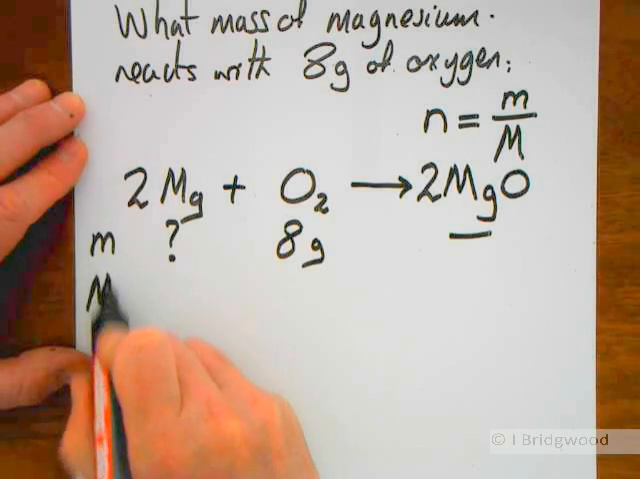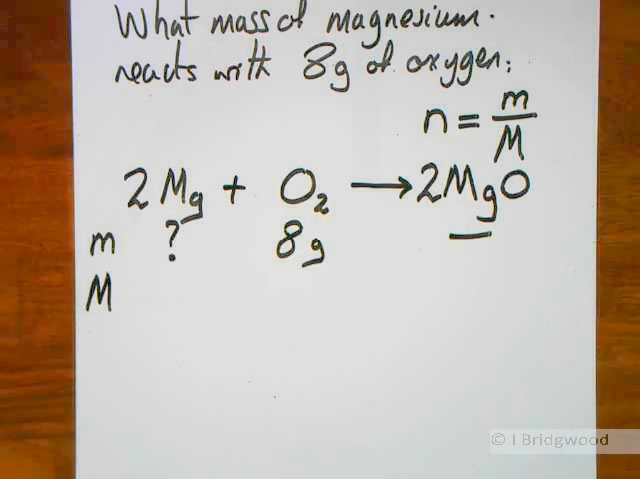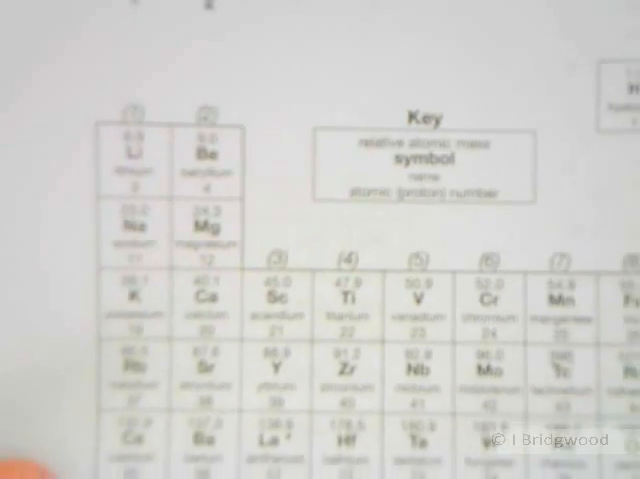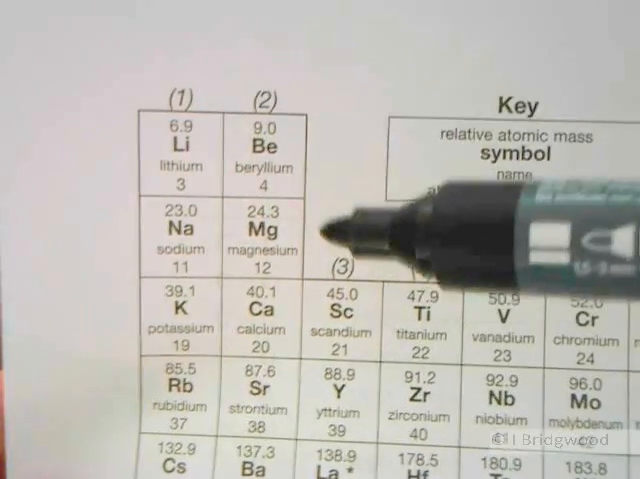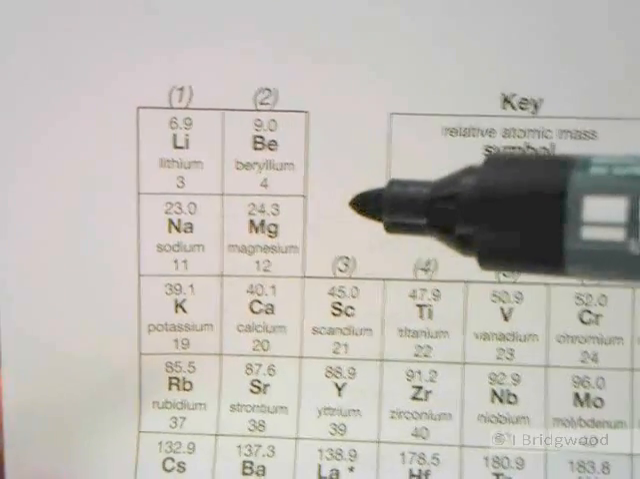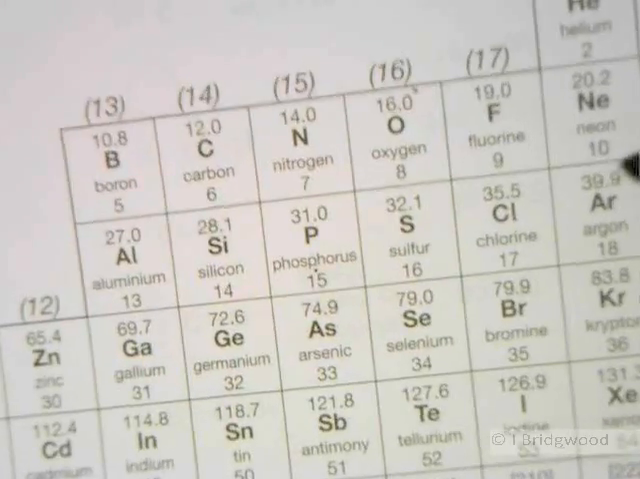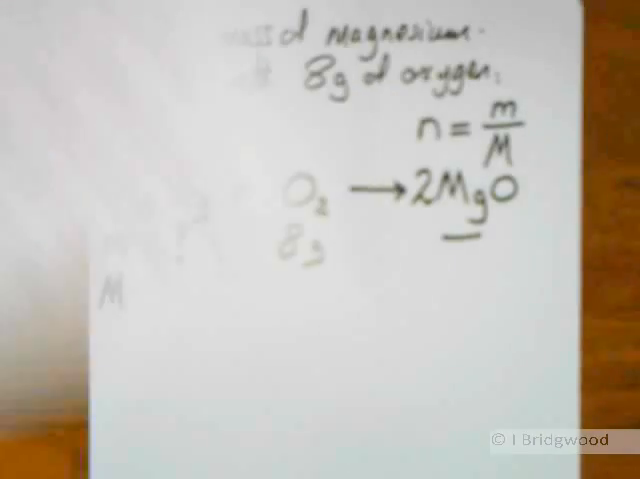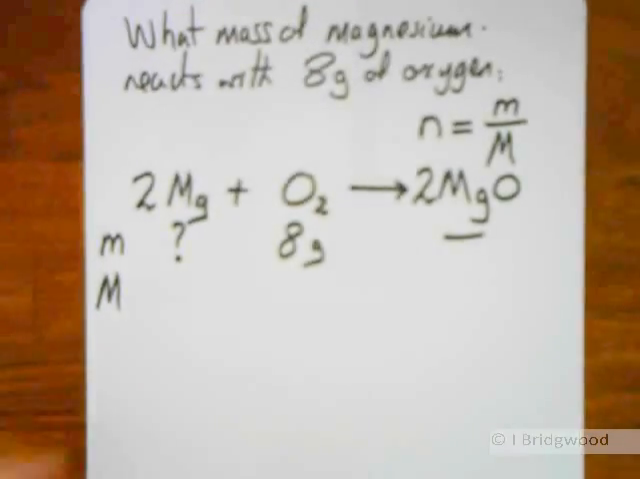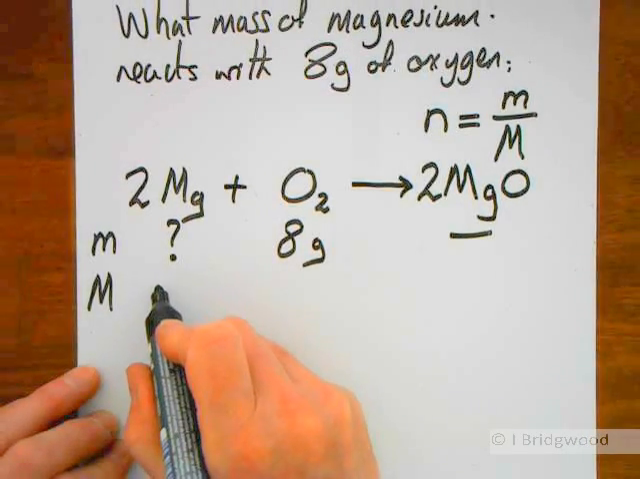Molar masses. Well, we can determine molar masses from a periodic table, or relative atomic masses. Let's have a look at this. There we go, magnesium. There's 24.3 for magnesium. I'm going to take it as 24 just for convenience sake. And oxygen, there you can see relative atomic mass is 16. So I'll take my magnesium as 24.